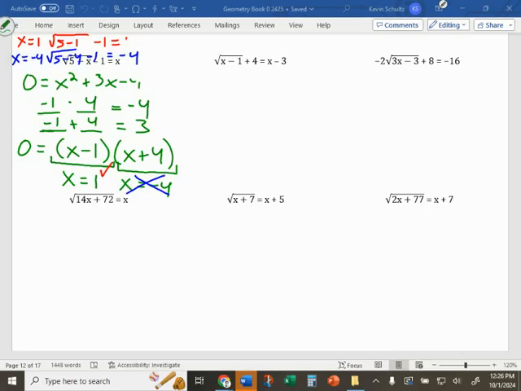Last one. The root of 2x plus 77 equals x plus 7. There's nothing else with that root. The root is by itself. So what do we get to do right off the bat? Square it. If the root is by itself, nothing else is over there, the only thing we can do is square it.